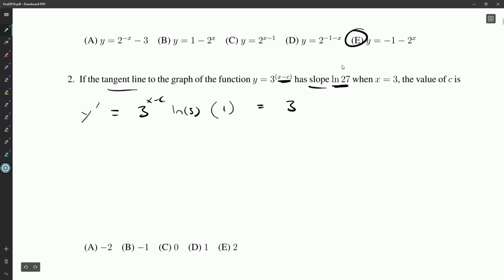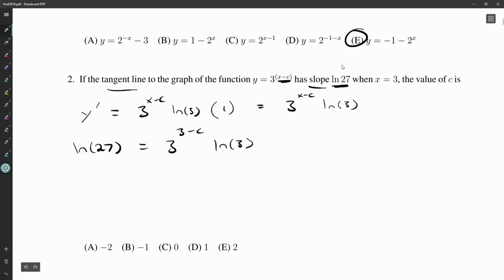So the derivative of our curve, or the slopes of our tangents, are just going to be 3 to the x minus c times ln 3. Now we're told when x is equal to 3 that this is ln 27. So we'll have 3 to the 3 minus c times ln 3. Okay. What are we going to do from there?